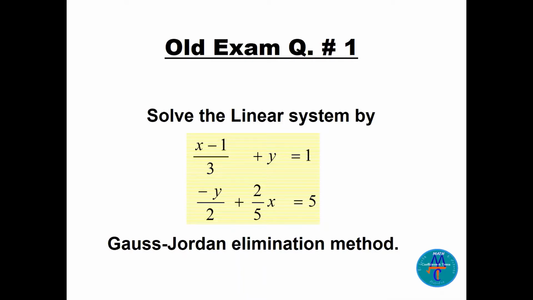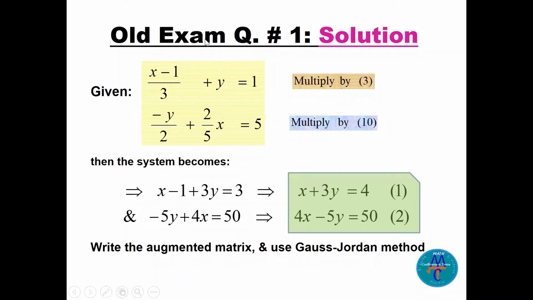Clearly here, we have to rearrange the system first. So we see the LCD here is 3, so I can multiply the whole equation by 3. Second one, I can multiply the whole equation by 10. Remember here, this is x and y, this is y and x. We have to rearrange also that one.